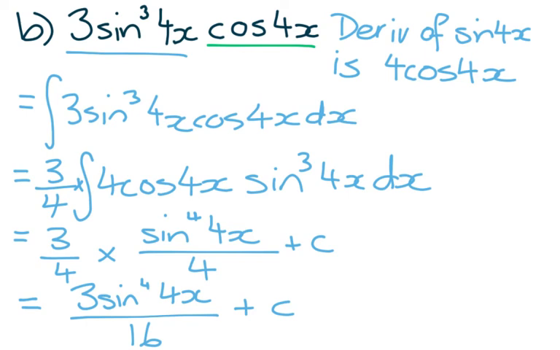So just remember, we had to do 3 over 4 out the front of the integral sign because we still needed that coefficient of 3 from the start of the question, but the original derivative coefficient was only 1, which is why we have to multiply by a quarter, and we had to put the 3 there to bring the 3 back into the question as well.